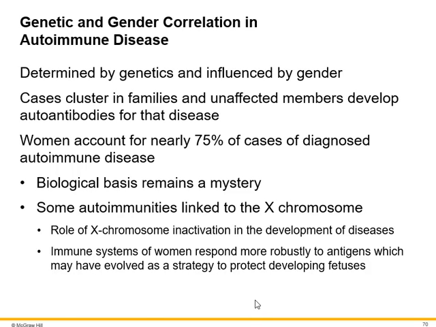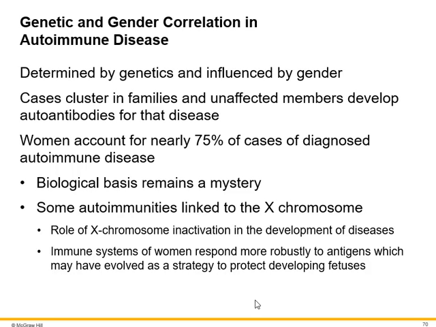So, genetic and gender correlation, and again, correlation does not mean causation, but it seems that women account for 75% of the cases diagnosed with autoimmune disease. Their biological basis remains a mystery, but they do link some autoimmunities to the X chromosome, so the role of X chromosome inactivation in the development of diseases. If you're female, you have XX chromosomes, and in every cell one of the X chromosomes is inactivated, so that you don't have too much expression of the genes in the chromosome.